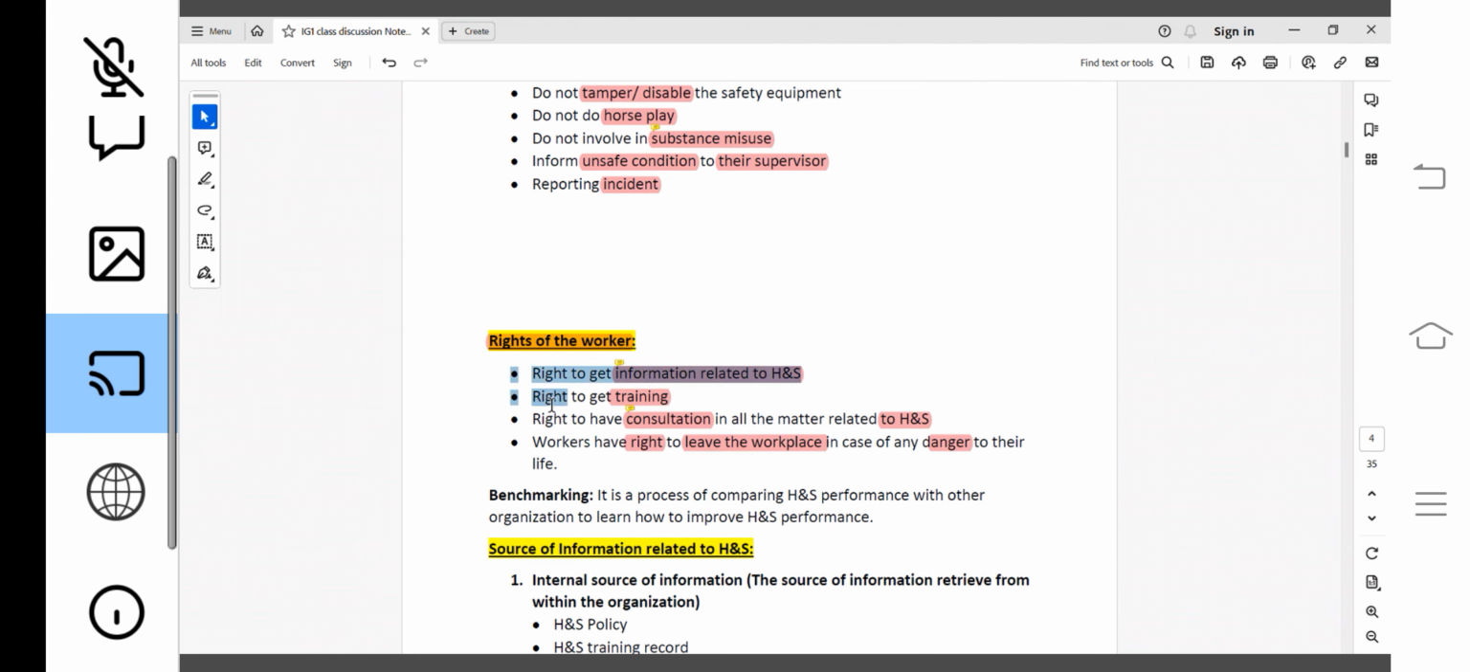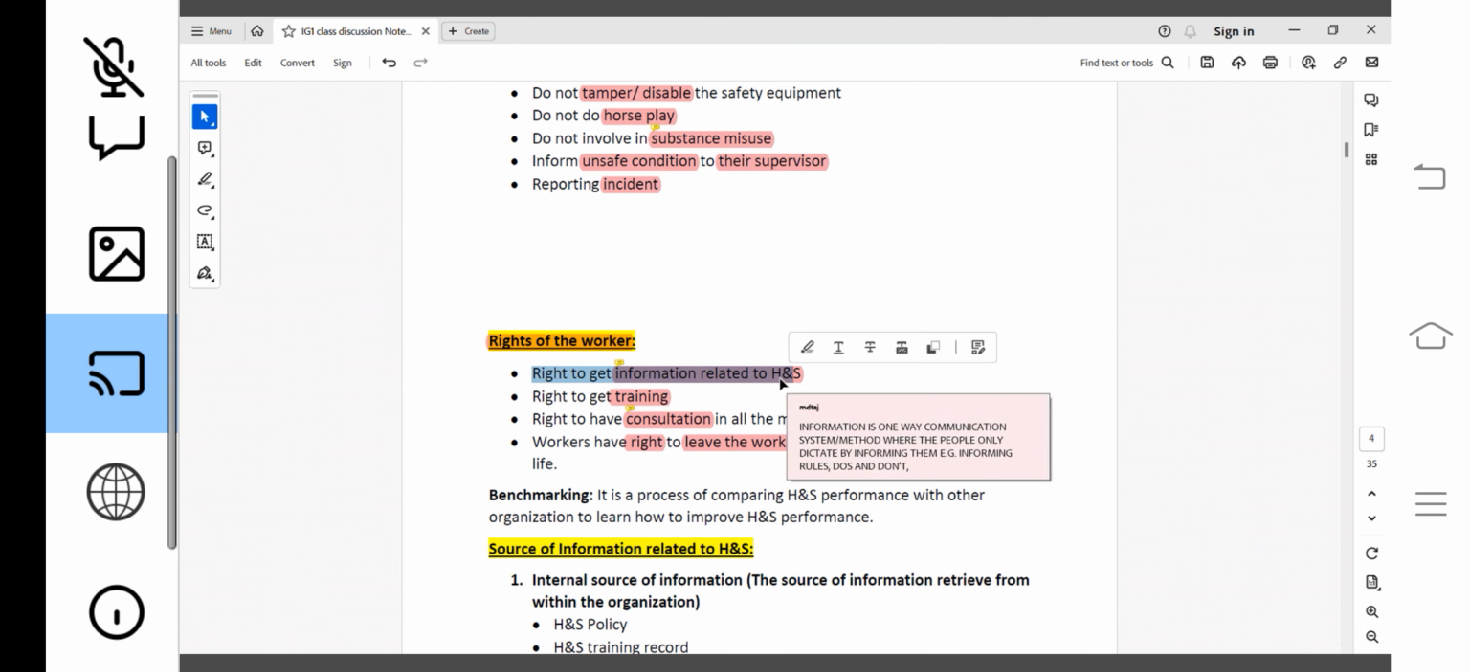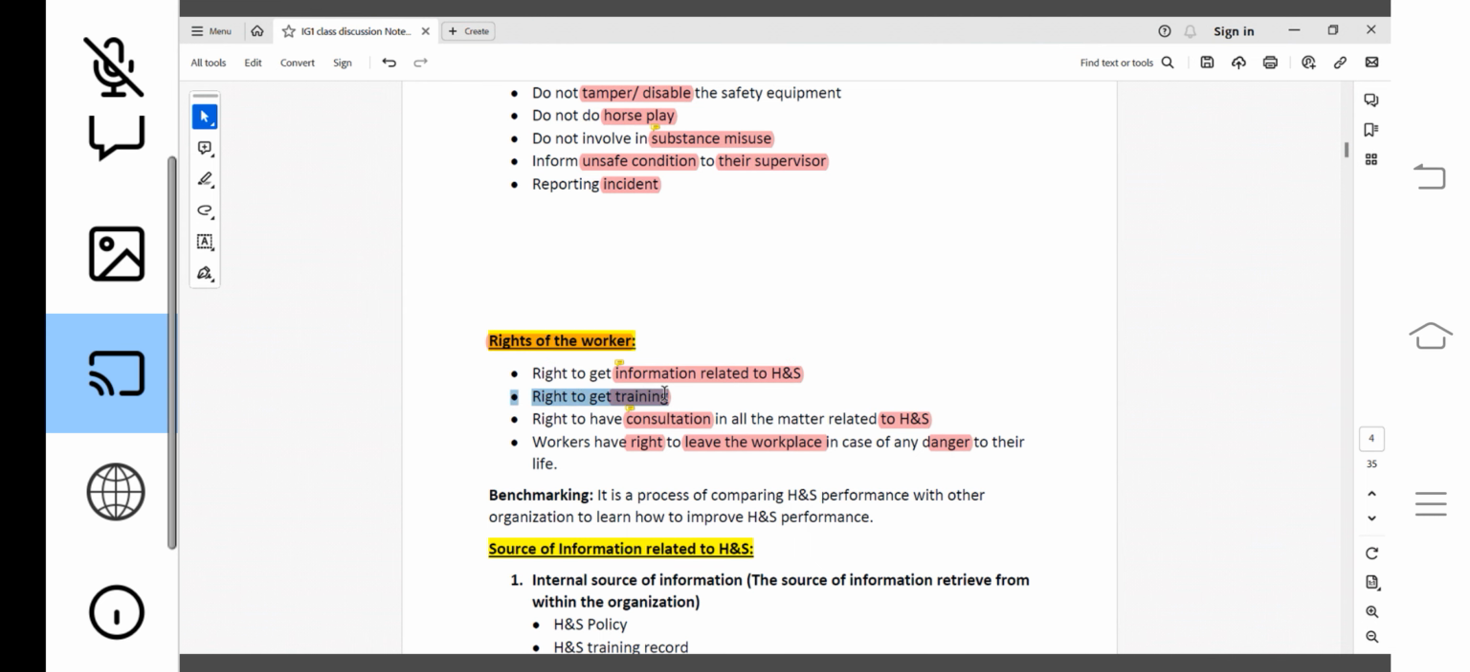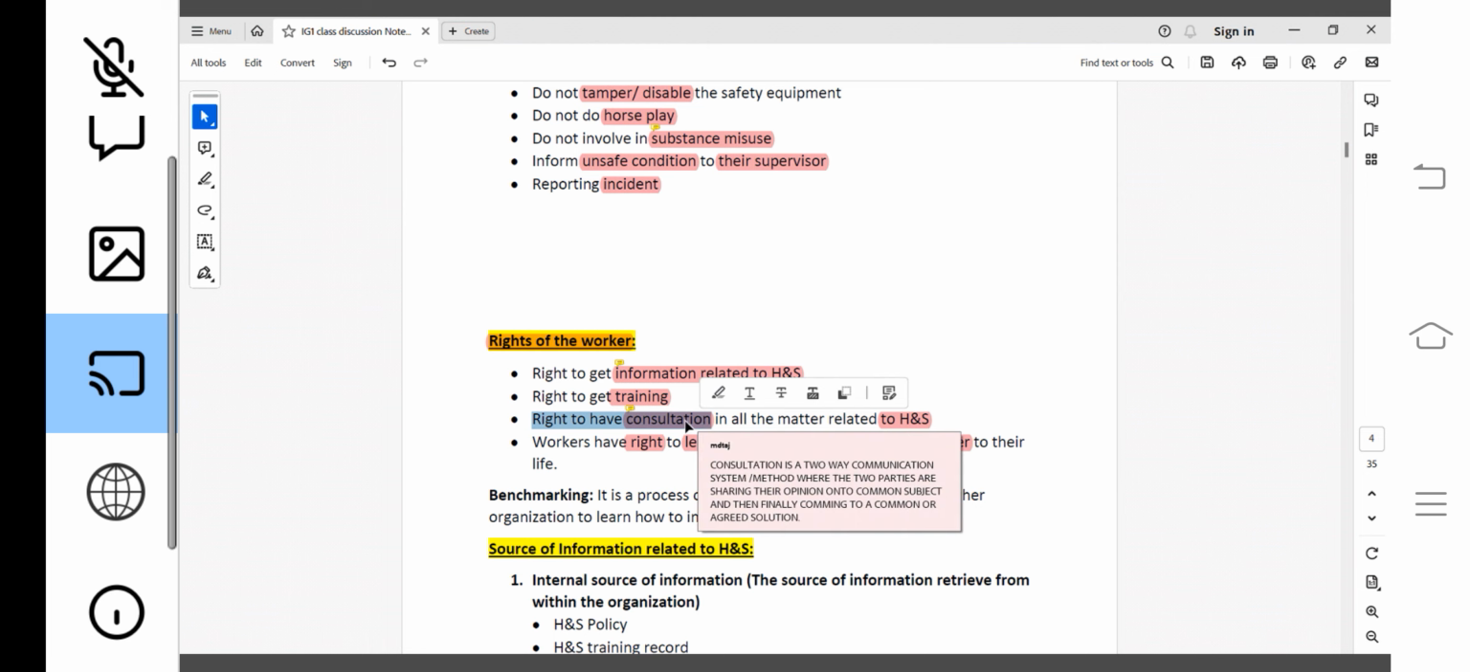So this is also a right. The worker has a right to get health and safety related information from the employer. Workers have a right to get health and safety related training. Workers have a right to get consultation, meaning workers can participate in health and safety related matters.